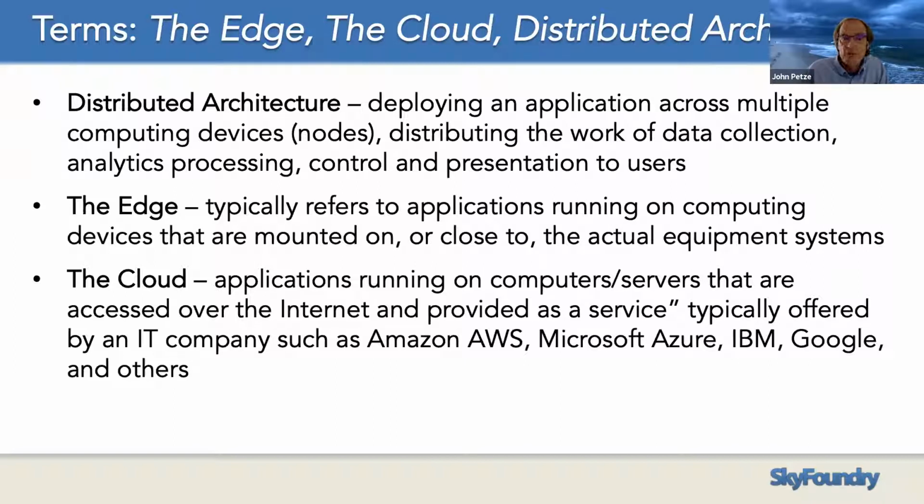When we talk about the edge, we're referring to the nodes that are out there running on equipment systems or very close to the actual edge equipment systems: the HVAC systems, pumps, fans, dampers. When we refer to the cloud, we are talking about software applications that are running on cloud-based platforms: Amazon AWS, Microsoft Azure, or IBM, Google, and others. So distributed architecture spans edge to the cloud.